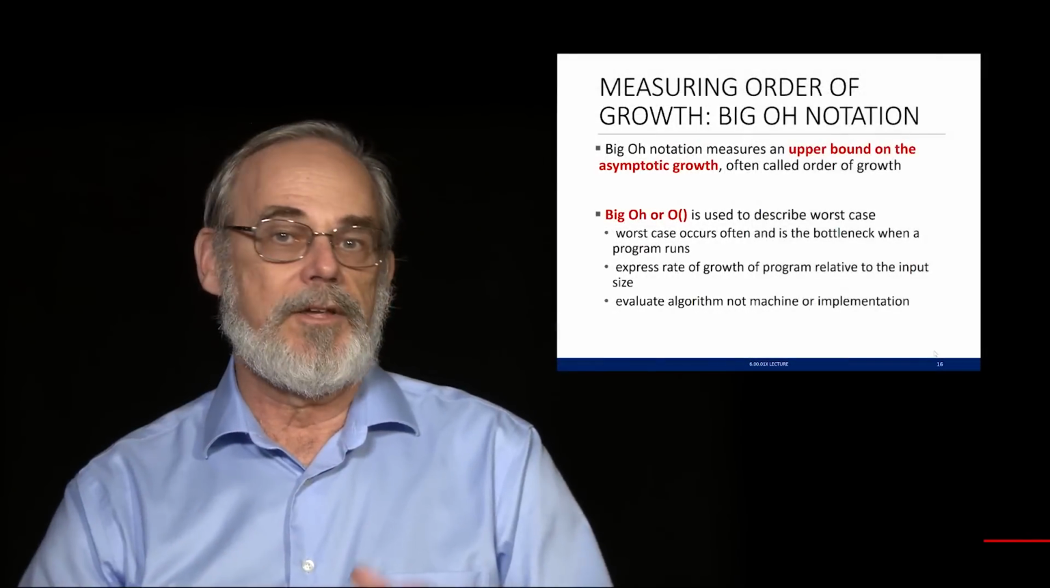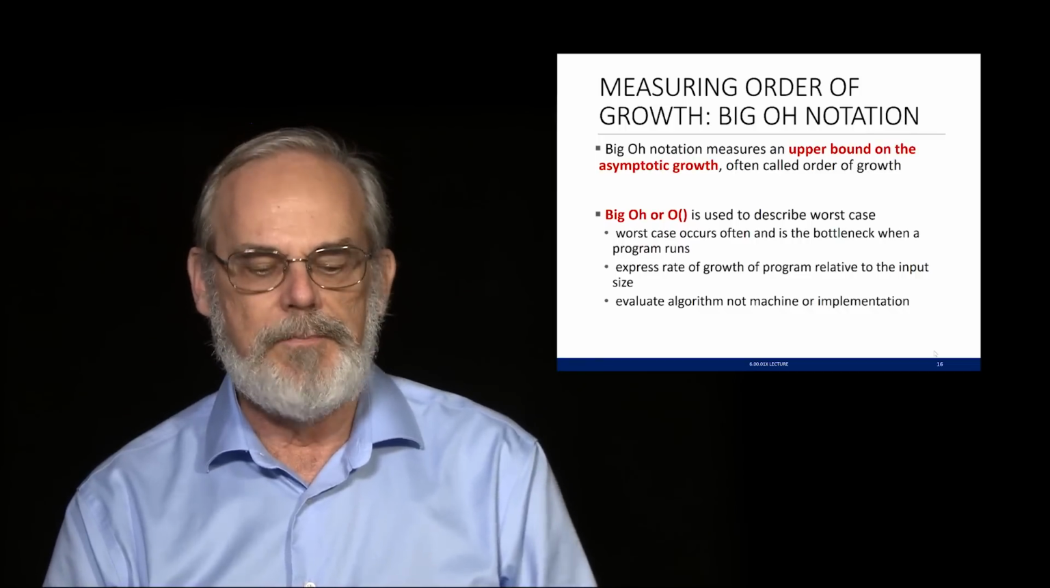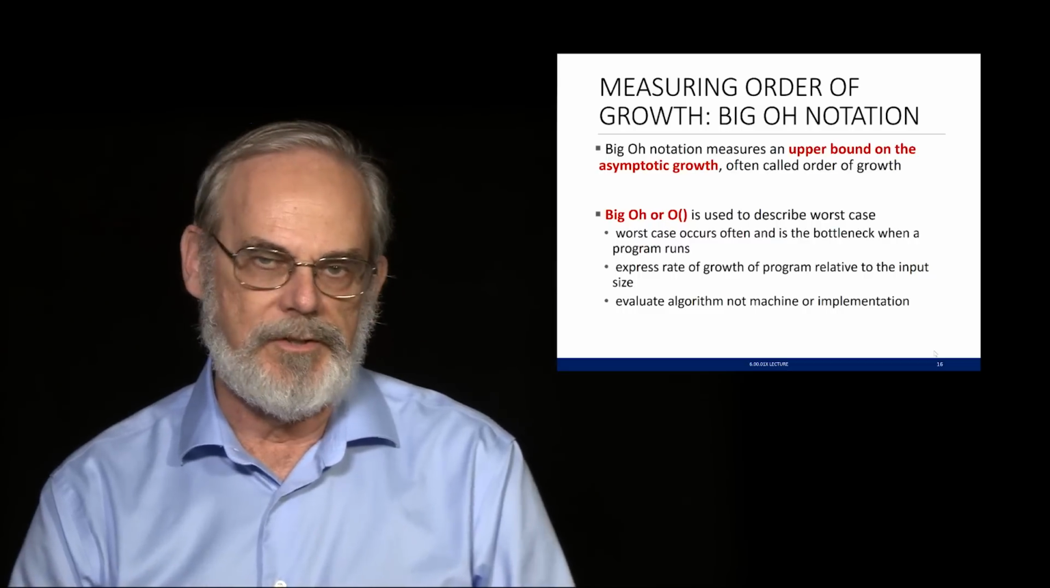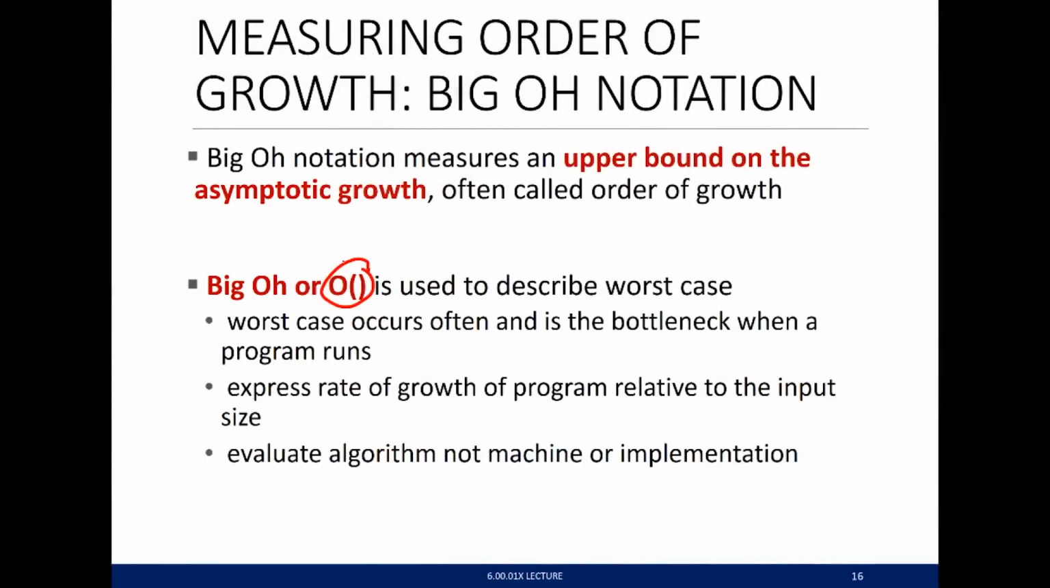We're ready to start talking about complexity of algorithms, orders of growth. And we're going to do that using something we refer to as big O notation. It comes from the Greek symbol omicron, which was the symbol that was used to measure it, which is why we will sometimes also write it as O, and we'll be using that notation. And what big O notation is going to do is measure an upper bound on the asymptotic growth of complexity.